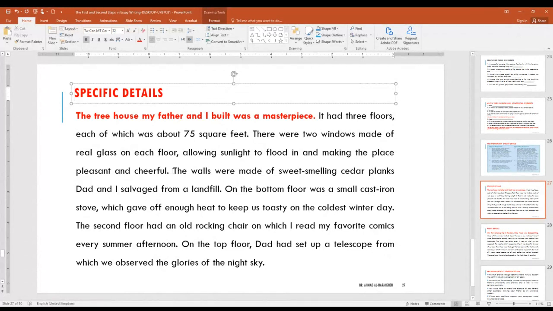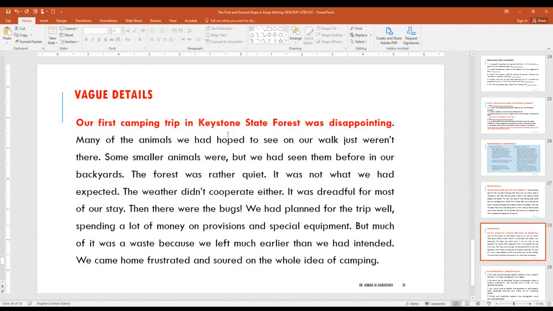How our treehouse was a masterpiece. We have specific reasons why it is a masterpiece. But here, why our camping was disappointing, again, we do not have specific details, so it's so vague. Please read these two paragraphs at home and think of what is the difference between specific details and vague details.